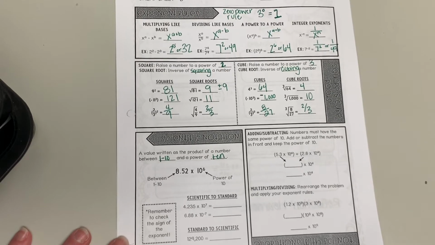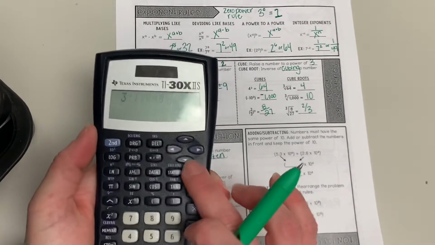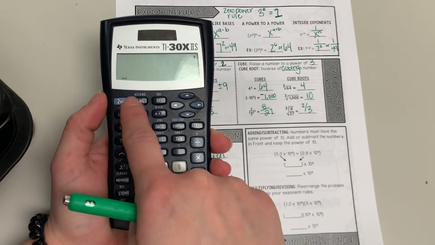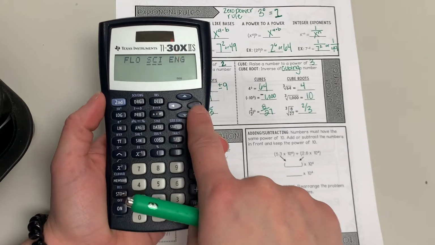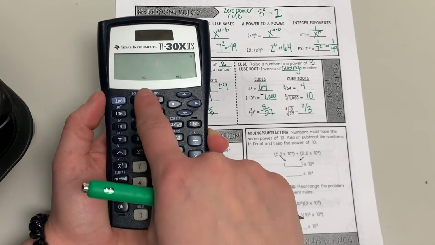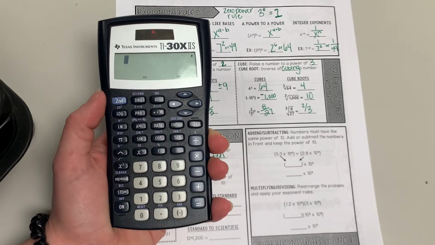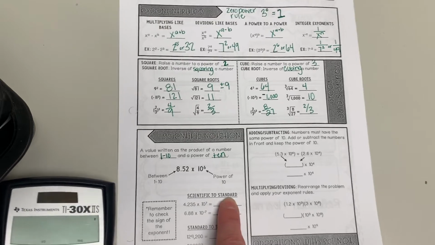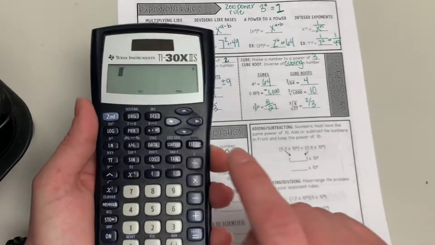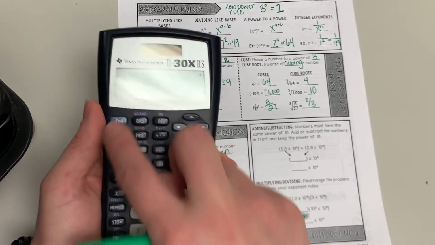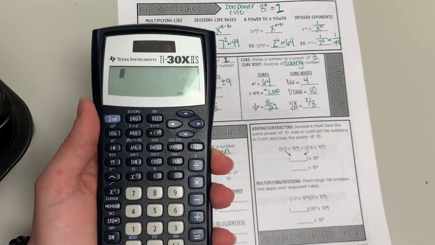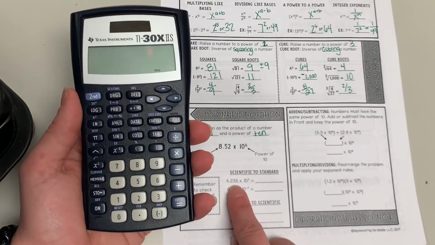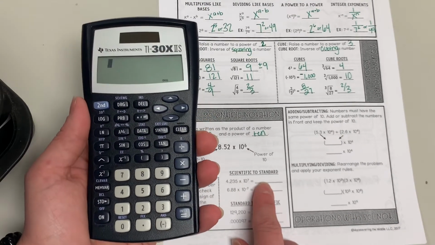Let's go through a few of these. If you need help changing your calculator to scientific mode, press second, DRG, scroll over to Sci, hit enter, and now you'll know you're in scientific mode because the Sci pops up. This says scientific to standard. When you want your answer in standard form, you always want your calculator in regular mode. So you can reset it just like that. Now, you're going to type this in and hit enter, and it will give you the standard form.